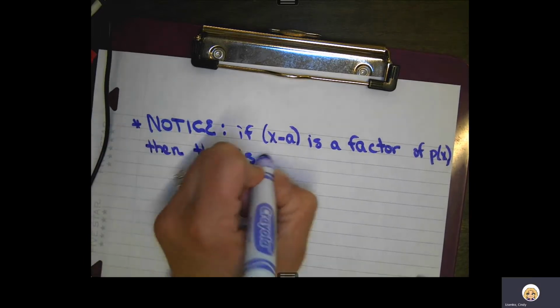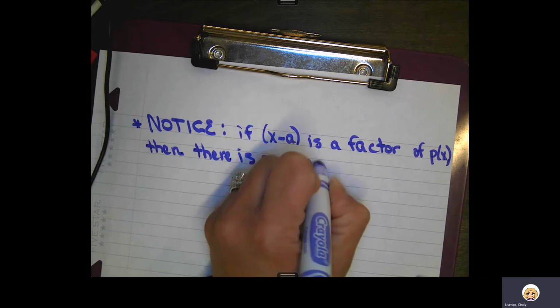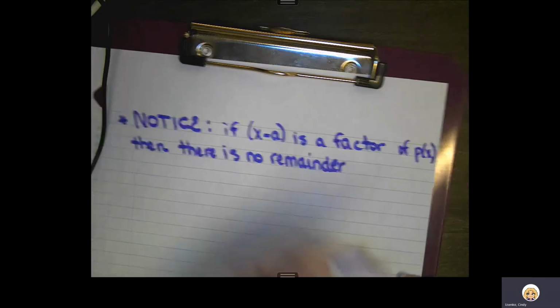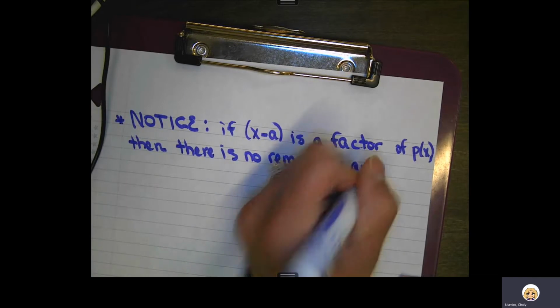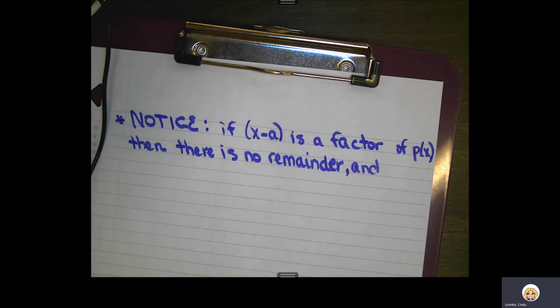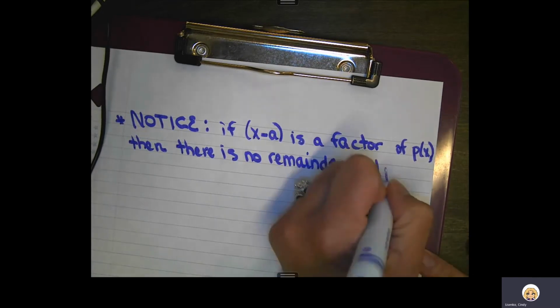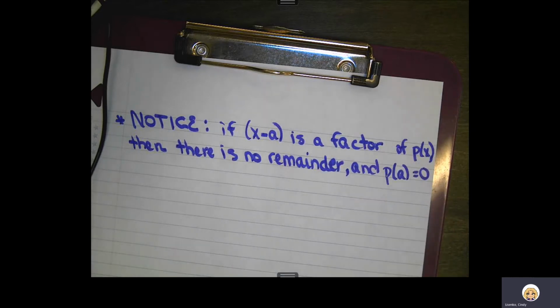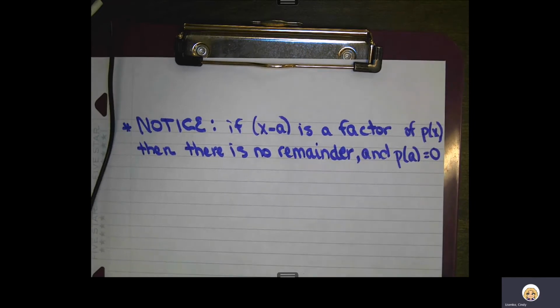And if there's no remainder, that means the remainder is 0. So I'm going to put p of a equals 0. That means when you plug it in, you will get a 0. It also means that if I was to graph this function, if I was to graph the polynomial, it would touch the x-axis at that number.